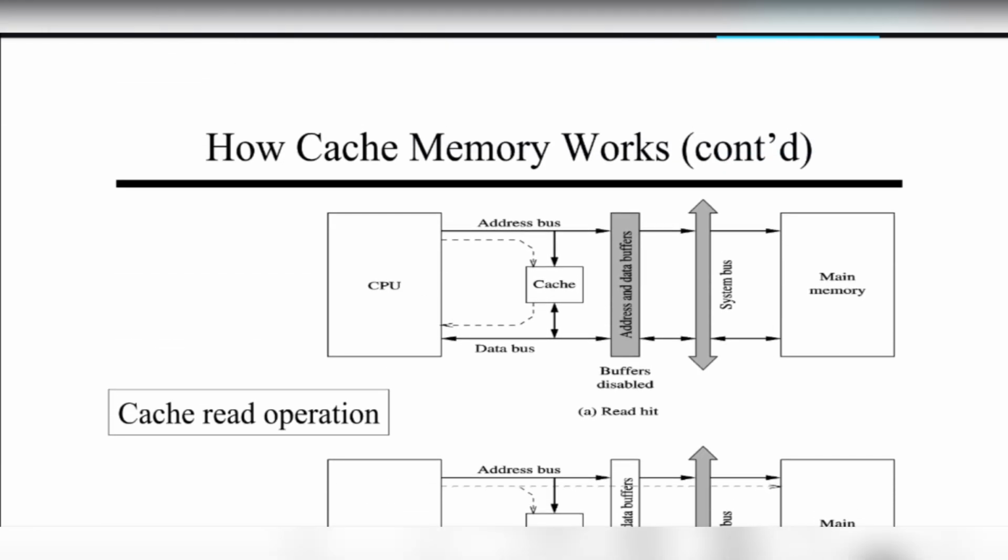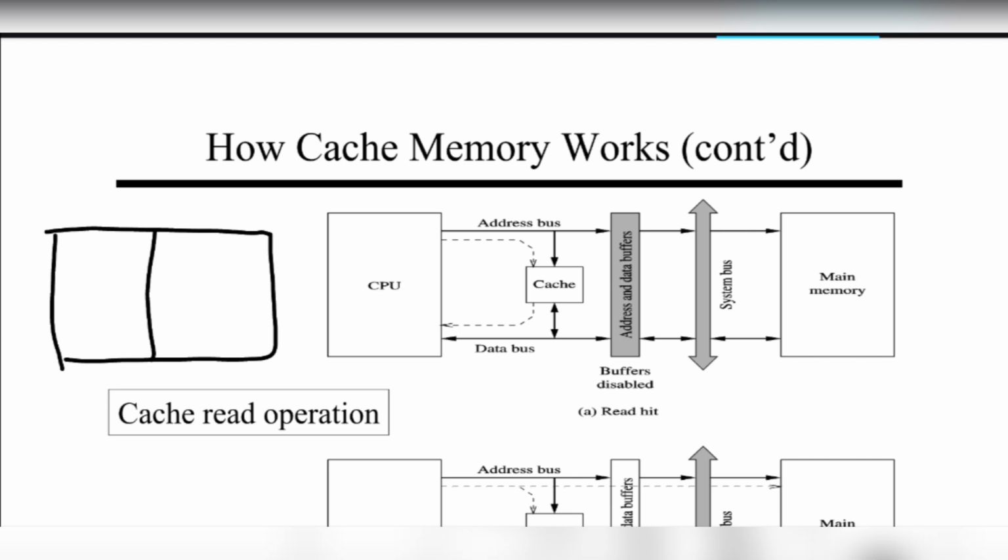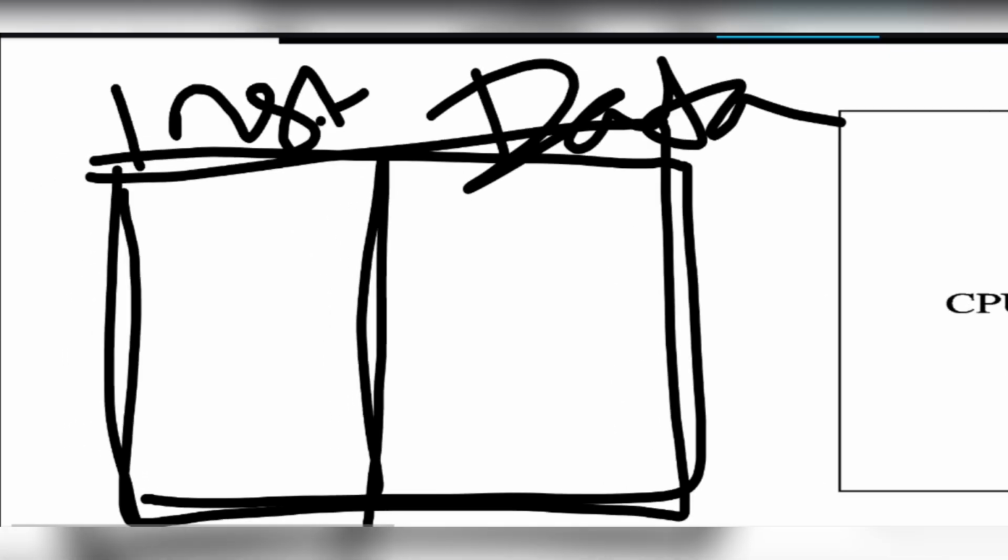First of all, when the CPU needs any address or data, you have to understand that if this is a CPU and this is a cache, then cache memory has two parts. One is the instruction part, another is the data part. One side stores the instructions, one side stores the data.